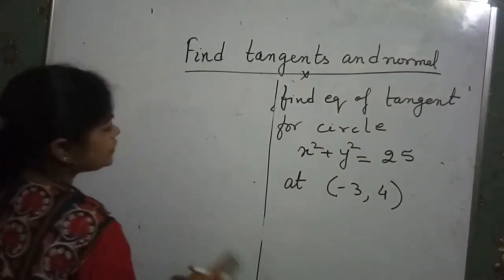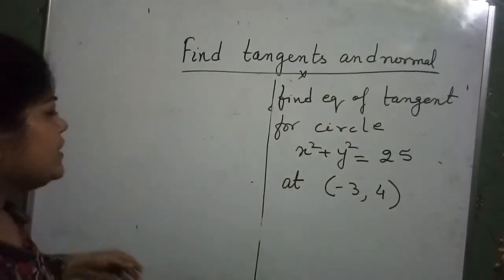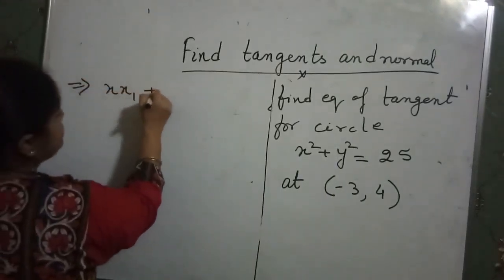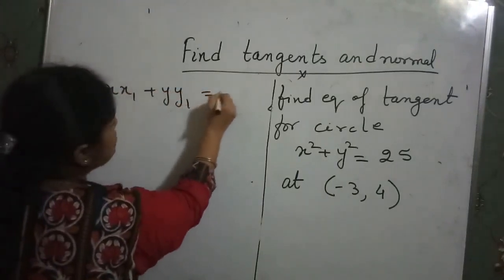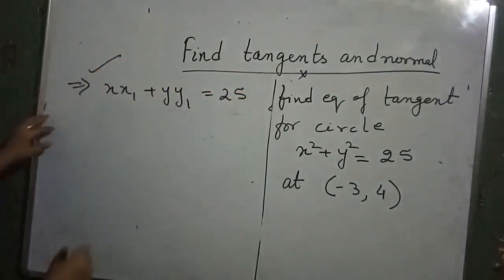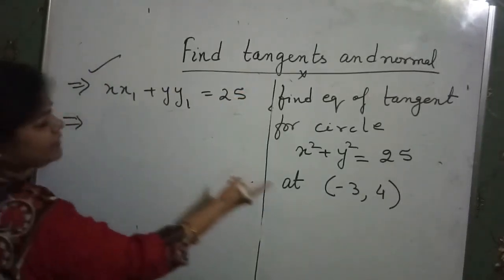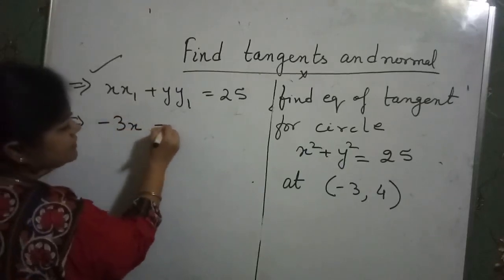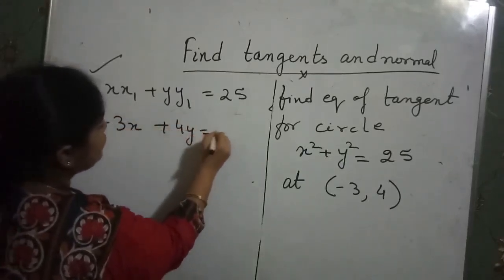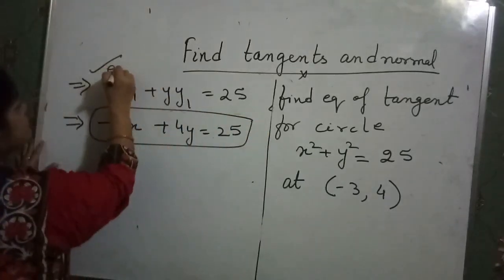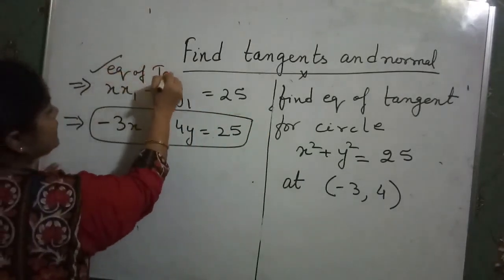Okay, so you can proceed here. The equation of tangent for this is x x1 plus y y1 is equal to 25. I think you now understand why I write this. Now, putting the values of x1 and y1, we have minus 3 and 4. So we have minus 3x plus 4y is equal to 25. This is the equation of tangent.